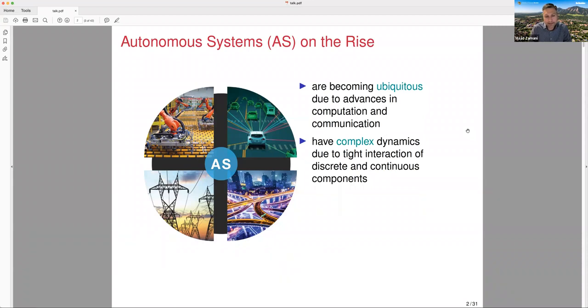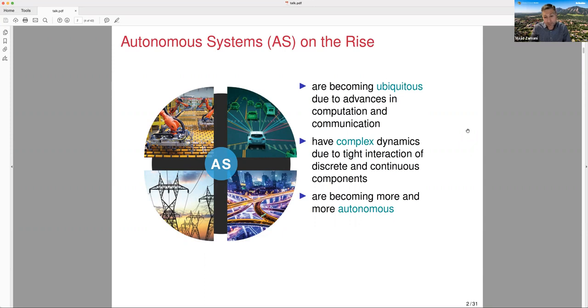But the problem we are facing is that these systems are also becoming very complex. The complexity is due to the fact that we see more and more computation and communication components interacting with the physical components. And this tight interaction causes complexity in designing and analyzing these types of systems. The reason is that computational components usually have a discrete nature, while physical components, for example controlling velocity, acceleration, temperature, density, and so on, have physical evolution. These two different components interact with each other in a very tight way, and that makes it very difficult to rigorously analyze these types of systems.